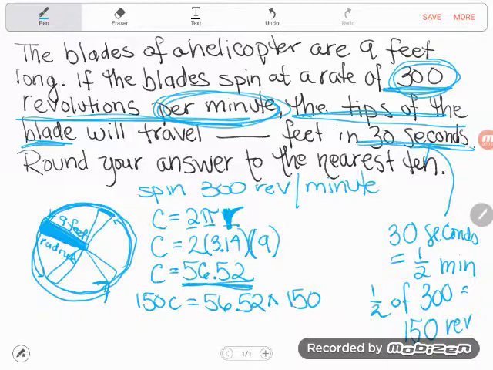Okay, so when I did 56.52 and I multiplied it by 150 to figure out how much it would be for 150 revolutions, I got this number, 8,478. And remember, we're looking at the number of feet because this was the feet circumference around, and now I took this feet, multiplied it by 150 times. I have 8,478 feet. And I'm almost done.